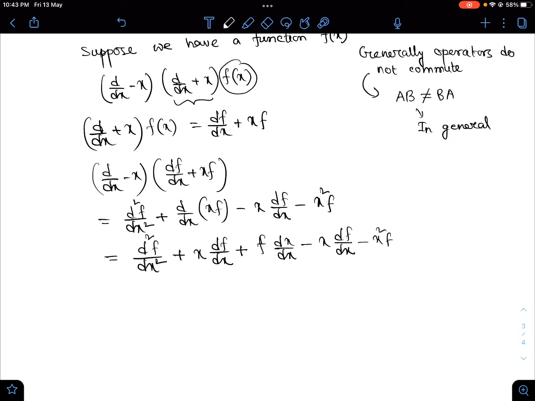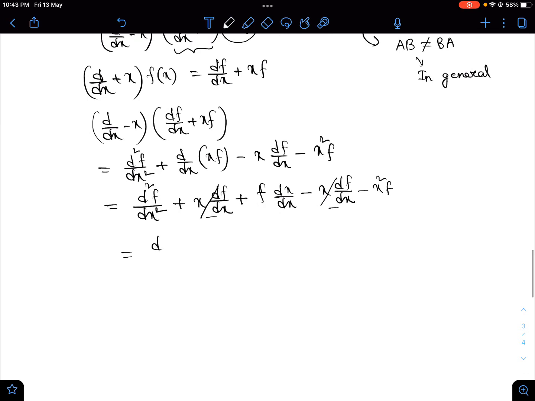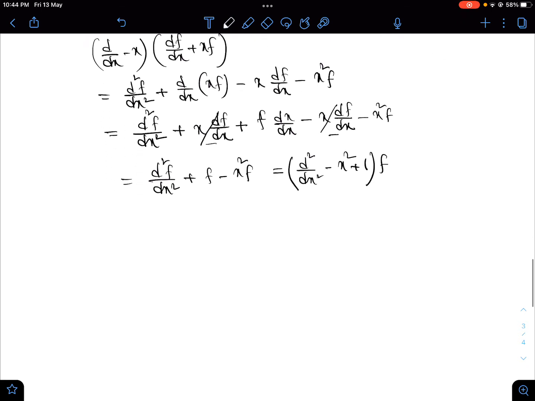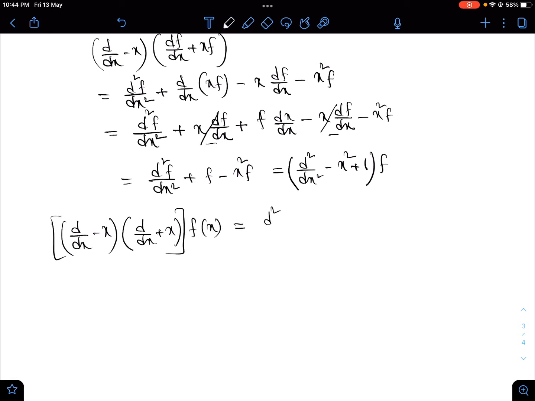So this term and this term will be cancelled out. So we are left with d²f/dx² plus f minus x² f. If we take f common, we will have (d²/dx² minus x² plus 1) f. So what we are getting? We are operating this operator on f of x, and we are getting this.